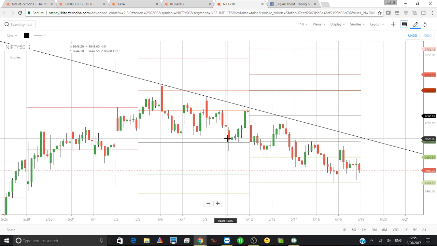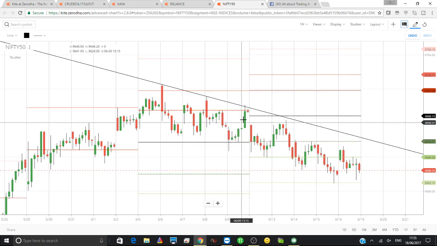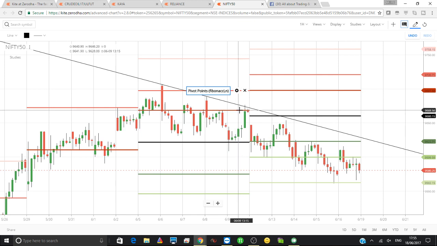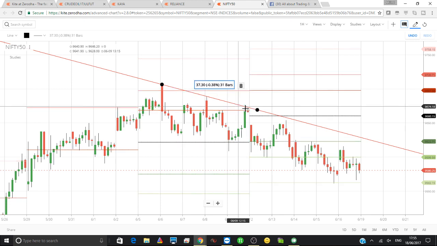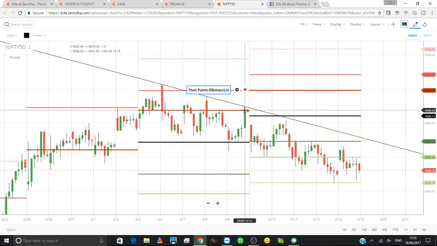Now I am going to be looking at a shorting opportunity on the next day, that is 9th of June, where it will give me a trace back to the first resistance level. So my expected entry is somewhere close to 9668 and the trend line support, which is 9670. So this is my expected entry level.